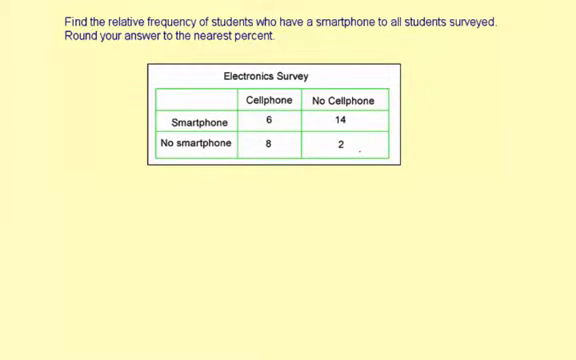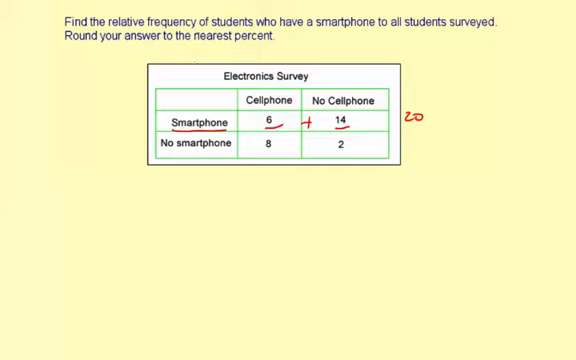Find the relative frequency of students who had a smartphone to all students surveyed. Round your answer to the nearest percent. So smartphone, that's this row here. So it's going to be the 6 and also the 14, because the 6 had a cell phone and a smartphone, and 14 had a smartphone but no cell phone. So you're going to add these. 6 plus 14 is 20.